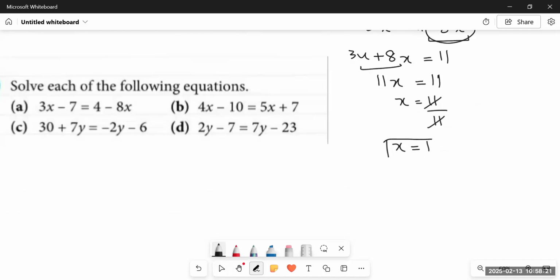It's 1 upon 1 and we do not write 1 in the denominator, so it would be simply 1. Next we have part B. Let us practice for a few more questions and it would become easier for you to solve.